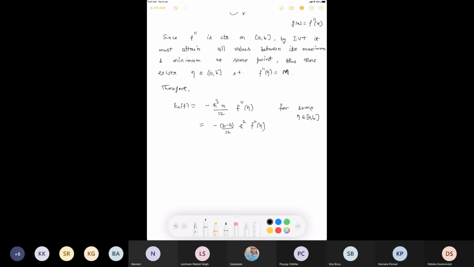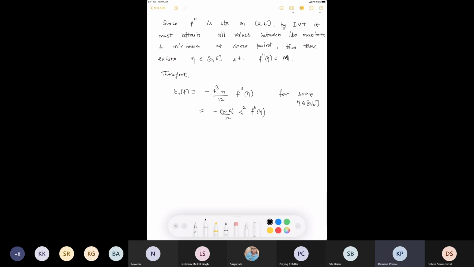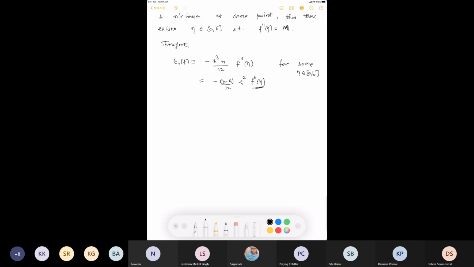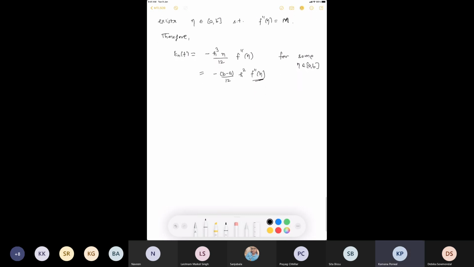Right? So upon simplifying, we have got this, and we could see that again we have got the error in terms of the evaluation of the second derivative of f at some point which exactly is not known, right? We just know that it is some point in the interval AB. Okay, so likewise, if you apply the same trick for the composite Simpson rule.